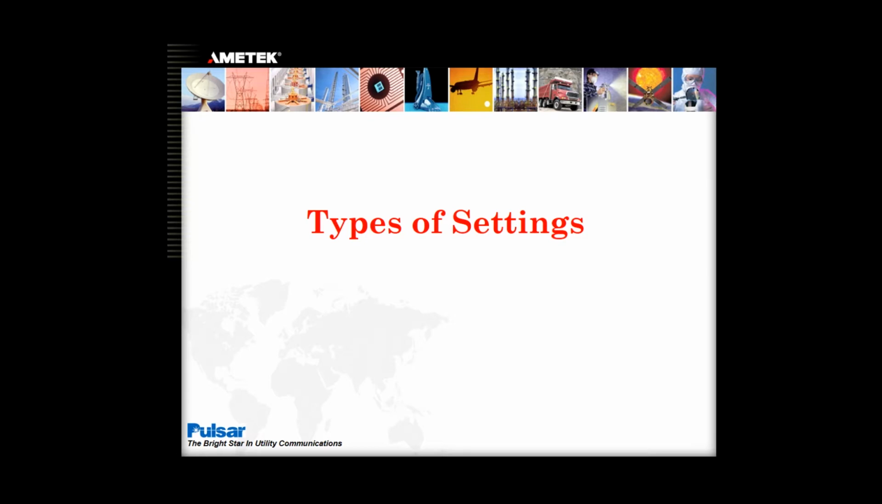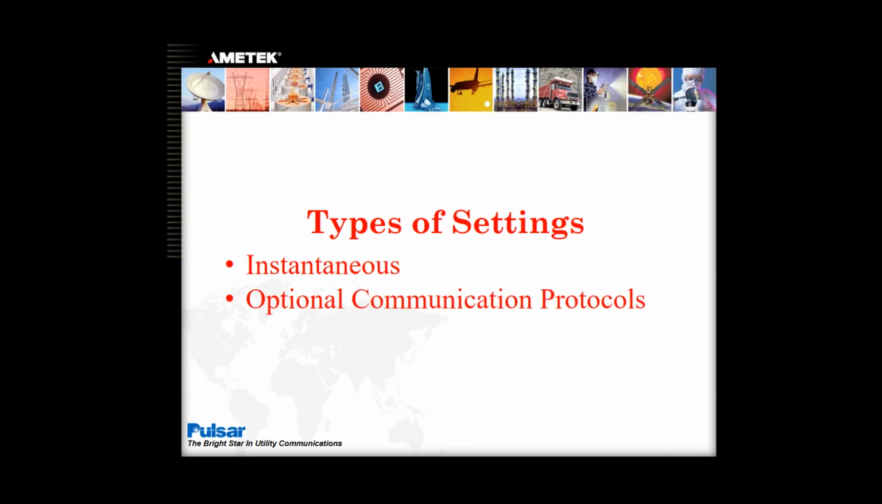There are three basic types of software settings in a UPLC. Instantaneous. These are admin settings that are not stored in the UPLC settings file and take effect immediately without need to submit from a settings page. Optional communication protocols that are saved in their own separate settings file. And finally, UPLC settings located under the settings button that can be saved to a settings file and require the user to submit for them to take effect, with one minor exception.